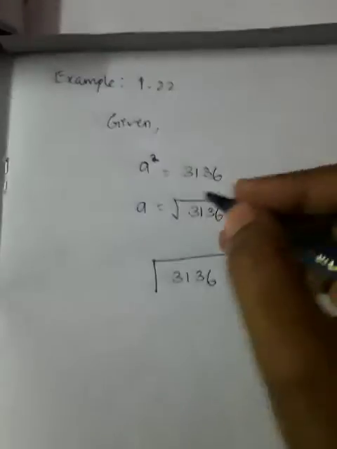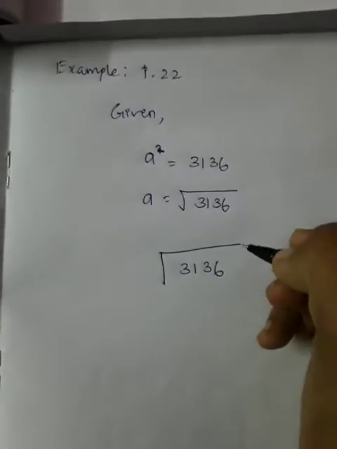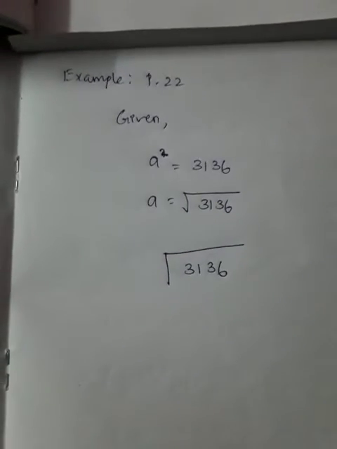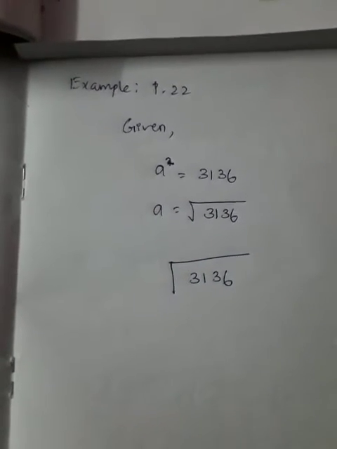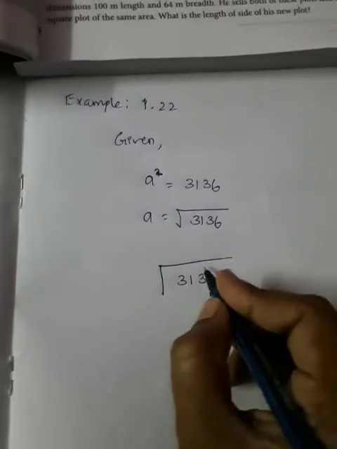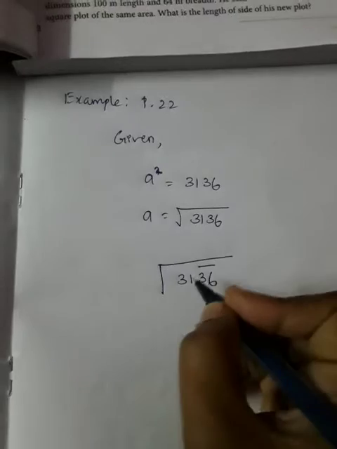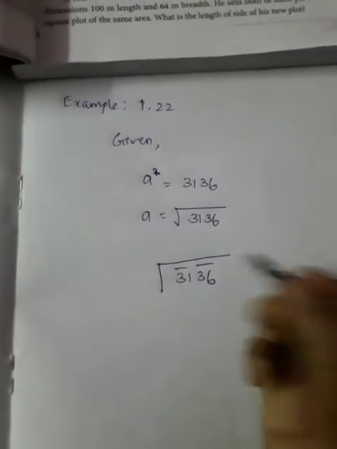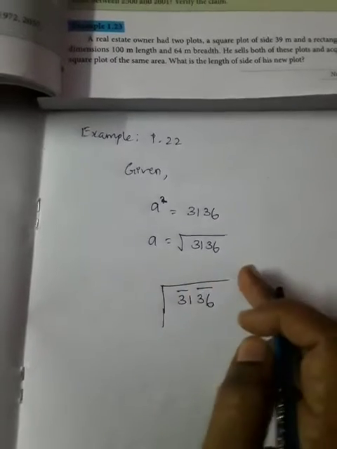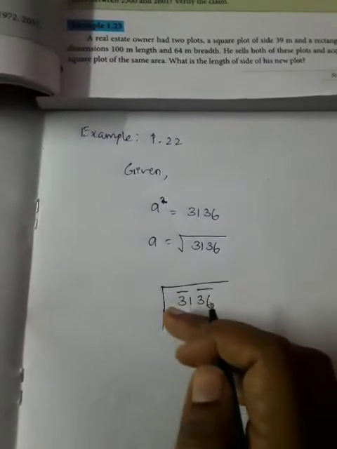3136. So after you have written it like this, you want to start grouping the numbers. Grouping numbers is nothing but making two numbers into a pair. Always start with the ones. So 6 is ones, so 3 and 6 is one pair, and 3 and 1 is another pair. Easy, no? Whenever you find the square root, at first you want to do the grouping.